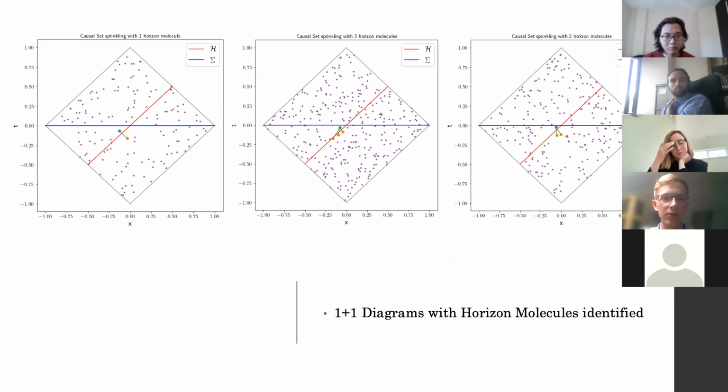It's not either of the points P minus or P plus. So we've included a few plots here of horizon molecules in 1+1 spacetime. On the left, we have one horizon molecule, one link from the orange P minus point to the green P plus point, with sigma being represented by a blue line here and our light-like slice, as Saoirse mentioned, being 45 degrees in this plot, labeled H.